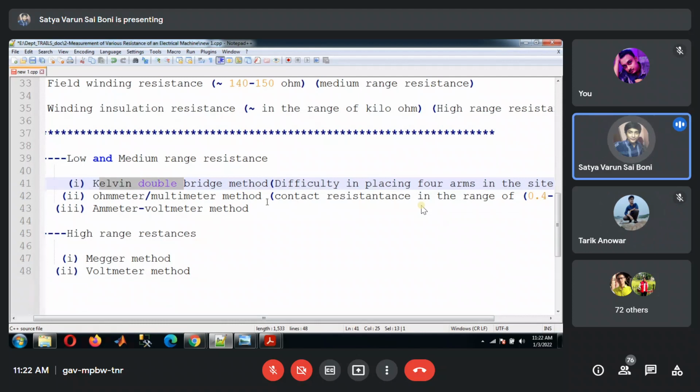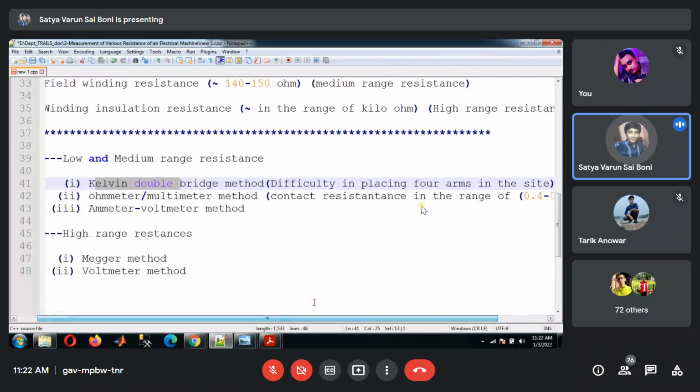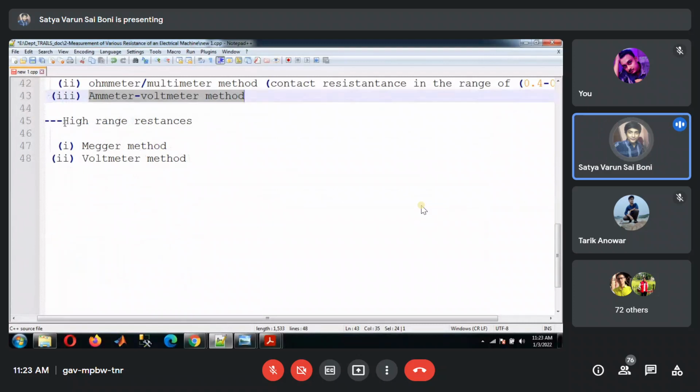So it is difficult to place in the real-time scenario. So these two we are not focusing on now. We are focusing on the ammeter and voltmeter method. So for low and medium resistances in a lab scenario, we are using the ammeter and voltmeter method. Coming to the high range resistances.